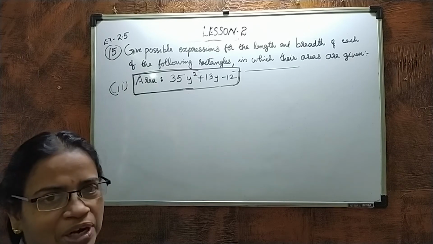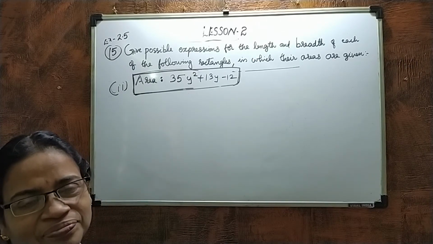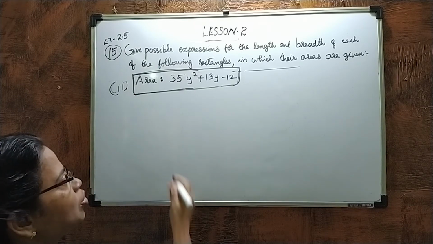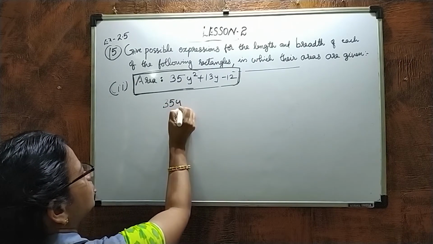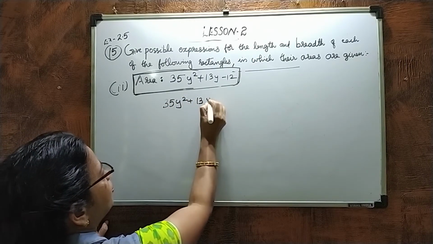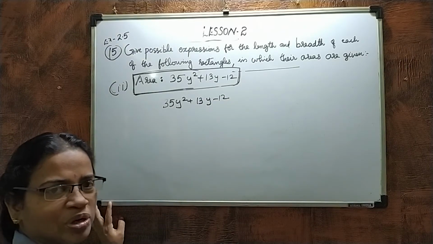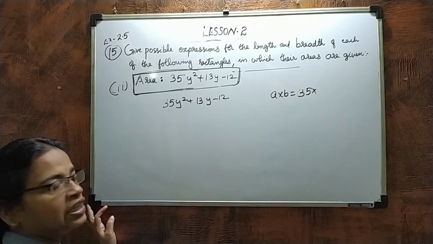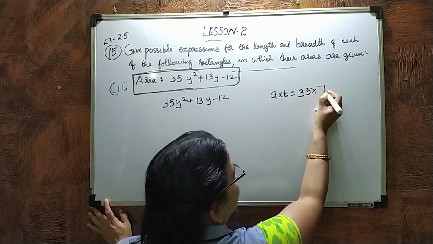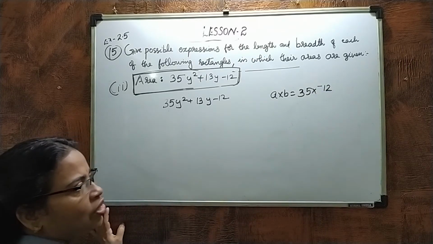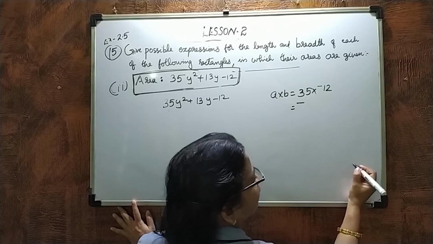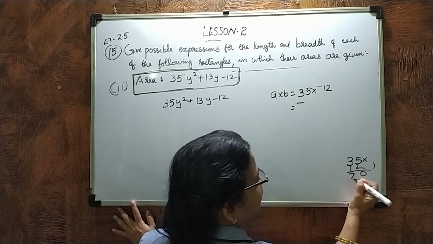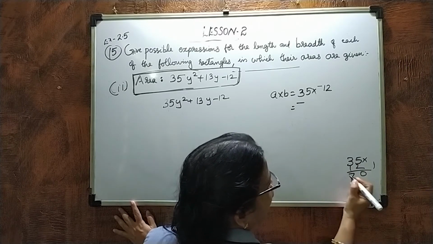Now how will you find out length and breadth? That means how will you find out two factors? By splitting the middle term. We are going to do the splitting of the middle term of 35y square plus 13y minus 12. Do you remember how to do splitting the middle term? What you have to do? You have to take a into b. a into b is 35 into negative 12. What will I get? 35 into 12, it is negative 35 into 12. 7 and here it is 5, 3.